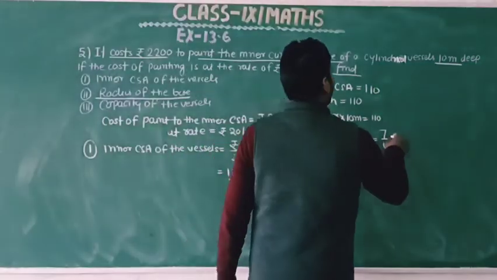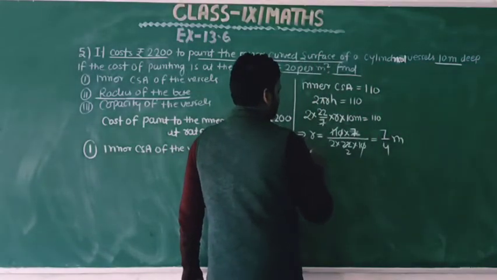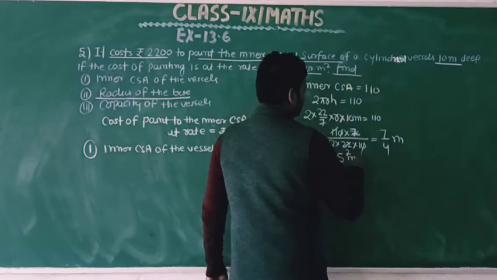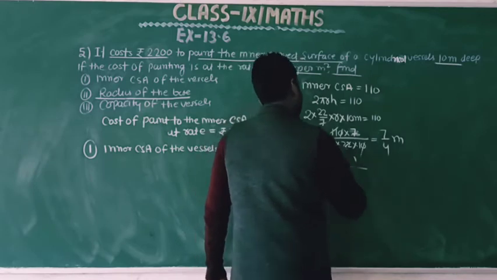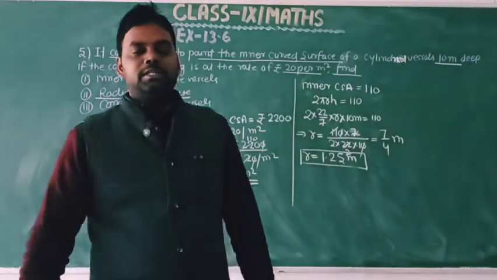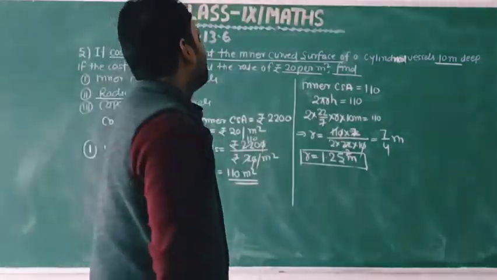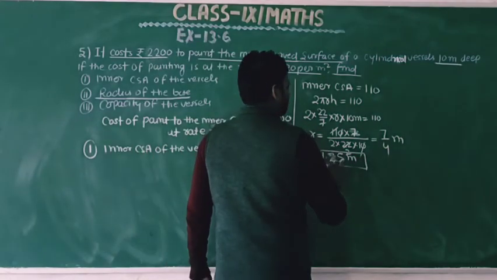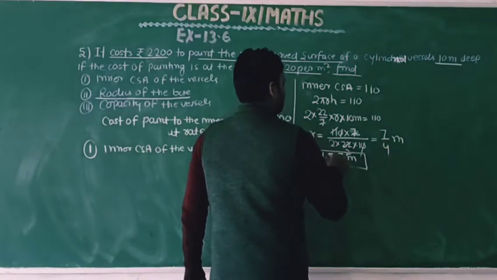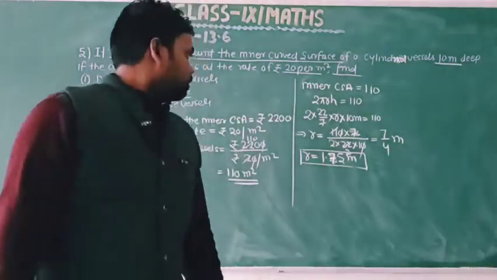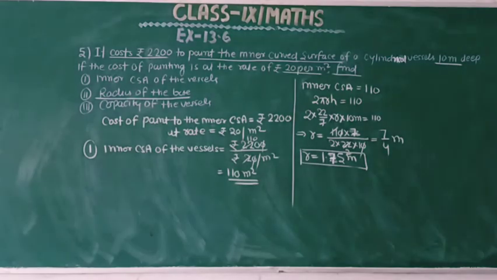Remember, if you divide 7 by 4, you will get 1.75 meter. So 1.75 meter is the radius of the base of the cylinder.